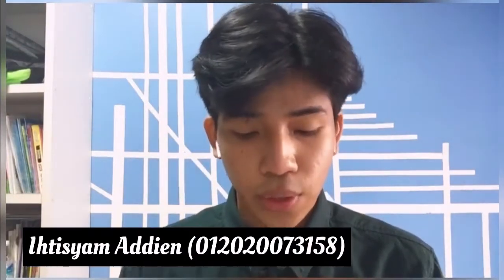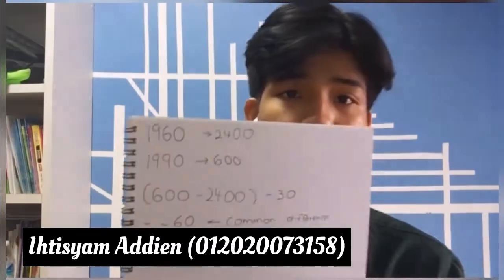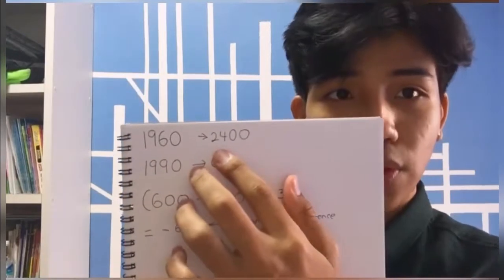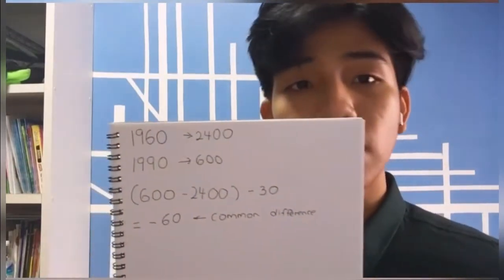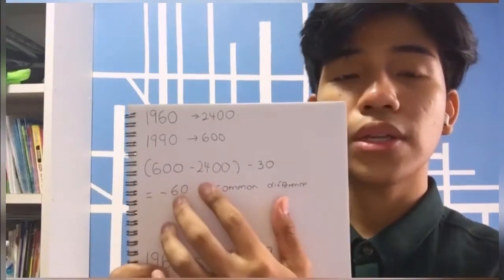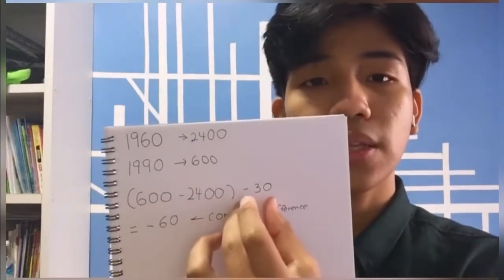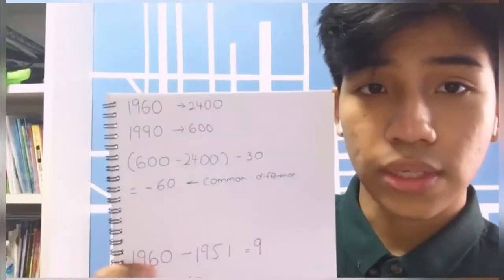Now I'm going to explain the past year question about arithmetic sequence. Based on the question, in 1960, the number of houses built was 2,400, whereas in 1990, the number of houses built was 600. To get the common difference, 600 minus 2,400, and then the answer is divided by 30. So the common difference is negative 60.